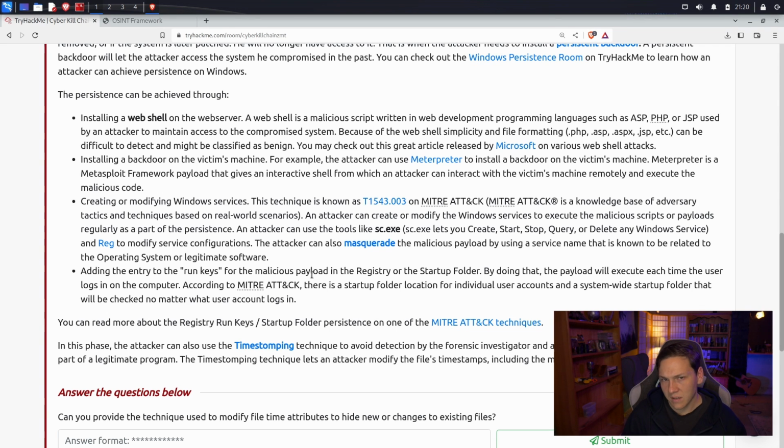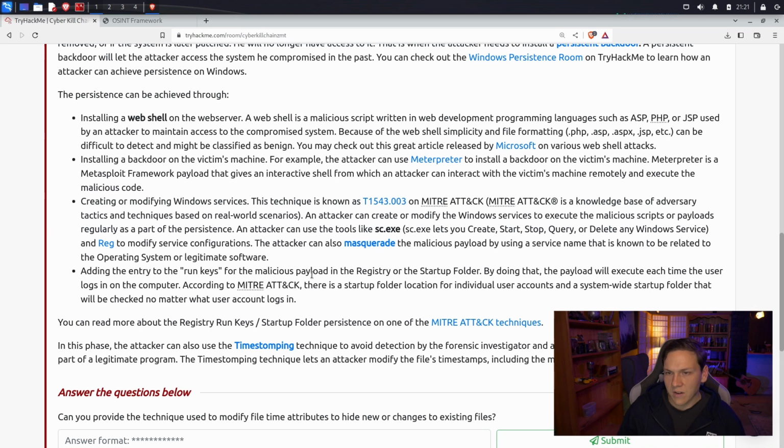The next way persistence can be achieved is through installing a backdoor on the victim's machine. For example, the attacker can use Meterpreter to install a backdoor on the victim's machine. Meterpreter is a Metasploit framework payload that gives an interactive shell from which an attacker can interact with the victim's machine remotely and execute malicious code, creating or modifying Windows services. This technique is known as T1543.003 on MITRE ATT&CK. MITRE ATT&CK is a knowledge base of adversary tactics and techniques based on real-world scenarios.